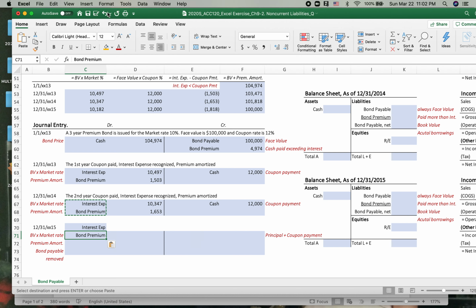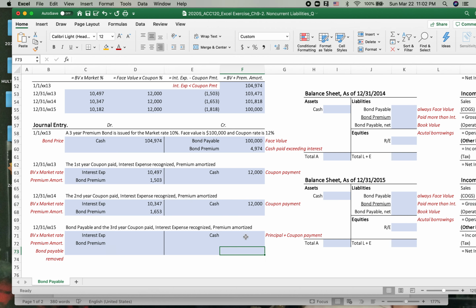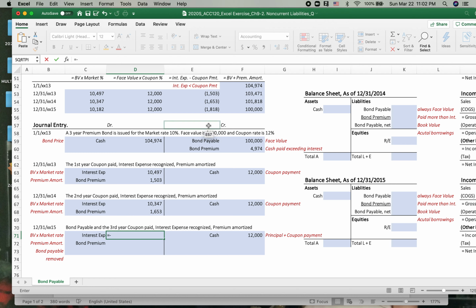The final year, the same transaction we need. Now 12,000, the coupon cash out. The interest expense, the last year, what do we need? Here we go. And then bond premium is 1,818.